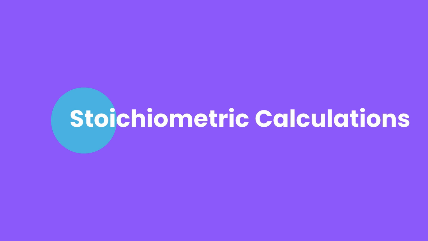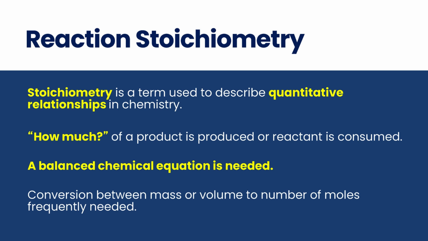Okay, balanced equations are key. Now, let's connect it all. How do we use these balanced equations to finally answer those how much questions? This is the stoichiometry calculation part. This is it. This is where we use the quantitative relationships from the balanced equation to figure out amounts, how much reactant is used up or how much product is made.